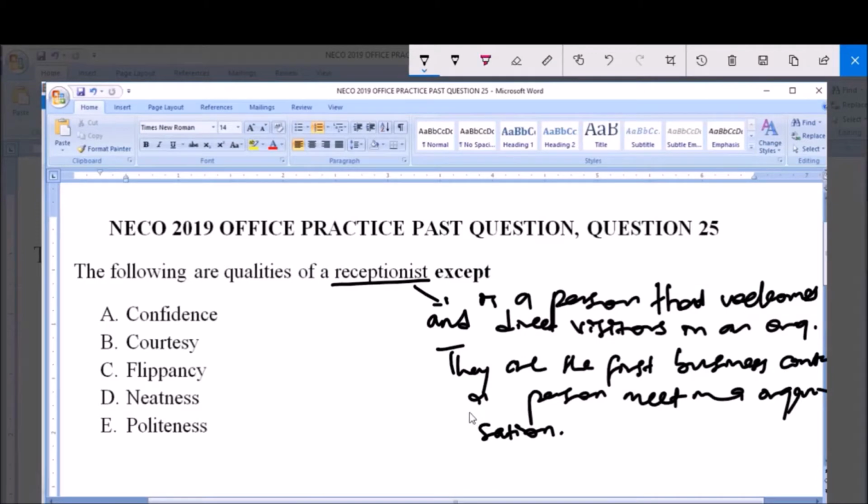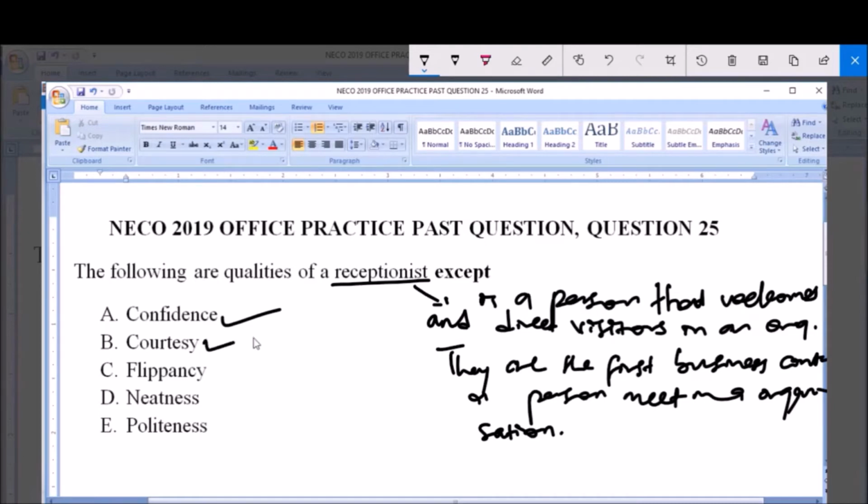Now confidence is a good quality of a receptionist. A receptionist should have the right attitude to work, and must be confident in his or her duty. Must be confident in order to what? In order to tackle every difficult situation. So confidence enables a receptionist to tackle every difficult situation.